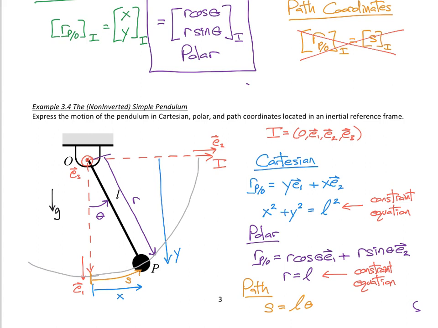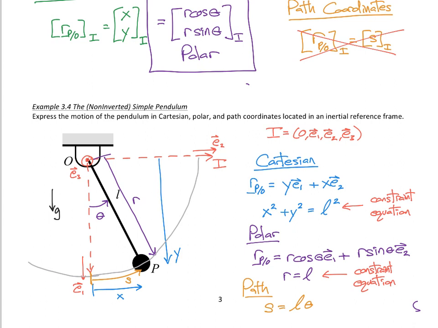One last thing to point out is that we've applied each of these coordinate systems, Cartesian, polar, and path, to a single reference frame, in this case the inertial reference frame. And so we can convert between these coordinate systems, as you've been able to see, between the x y, between the r thetas, and then connecting the path coordinate to each of those other coordinates.